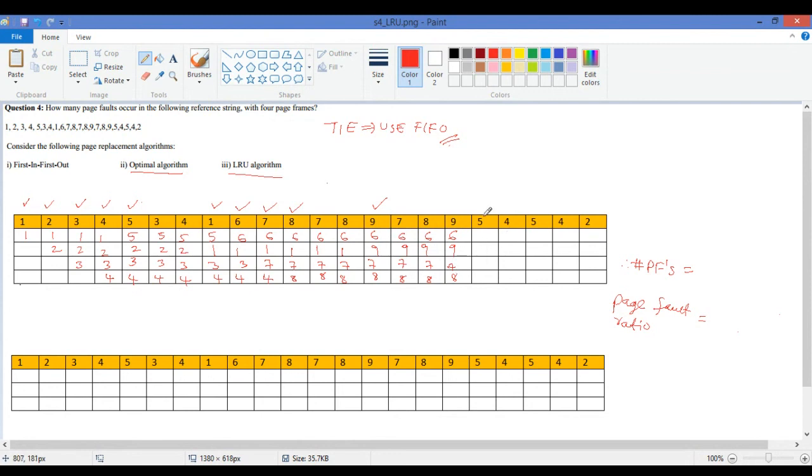Okay. But 5, see 5 is not here, there is a page fault, but don't remove 9, 8, 7. 9, 8 and 7 are not removed. 5. And 4, there is a page fault, but don't remove 5, 9, and 8. 4 will come here. Then again 5, it's already there. 4 is also already there. It repeats. So there is no page fault.